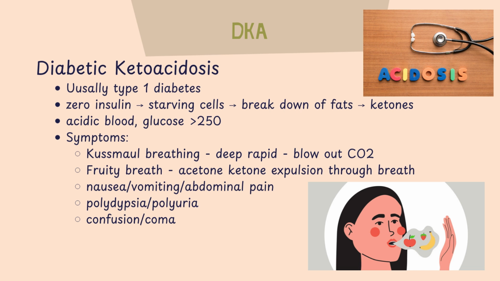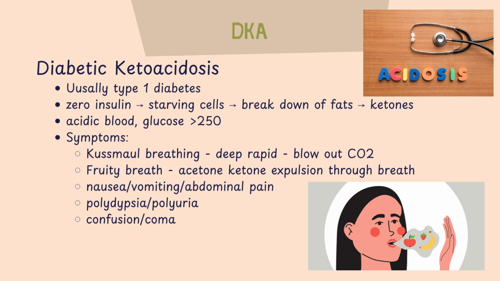So we get symptoms such as rapid deep breathing called Kussmaul breathing. This is where the body, through the lungs, tries to blow off as much carbon dioxide as possible to make the blood less acidic. We also have fruity smelling breath. And this is when, again, we're trying to expel the ketones, and we expel a ketone called acetone, a type of ketone, and it evaporates and we get that fruity breath. There's nausea, vomiting, and abdominal pain because the acid messes with the stomach and the gut.